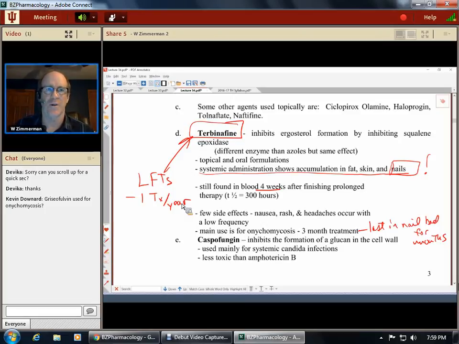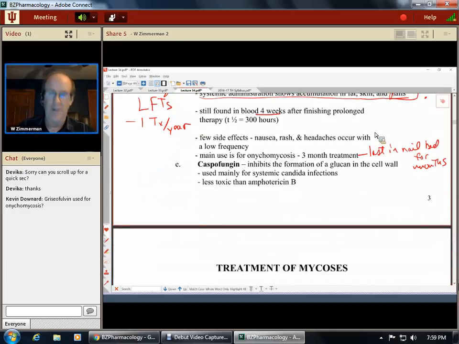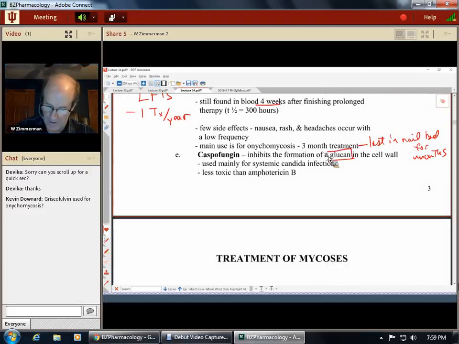A fantastic drug. We had soldiers, when this drug first came out, most of them passed away now, World War II soldiers that fought in the South Pacific that had the worst looking nails I've ever seen. And these drugs would totally clear it up. So the last one here is the caspofungin. It inhibits the formation of a glucan in the cell wall. Used for candida infections, systemic candida infections, just a whole lot less toxic than amphotericin B.